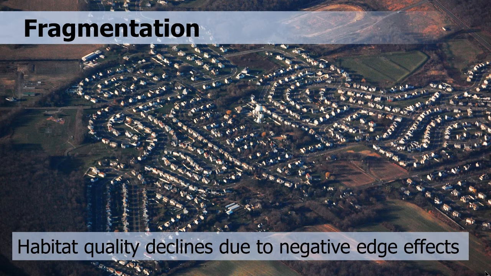Fragmentation can produce what is known as negative edge effects. For example, nest success of many forest birds is lower near edges because of high levels of nest predation by generalist predators such as blue jays, crows, and even house cats.